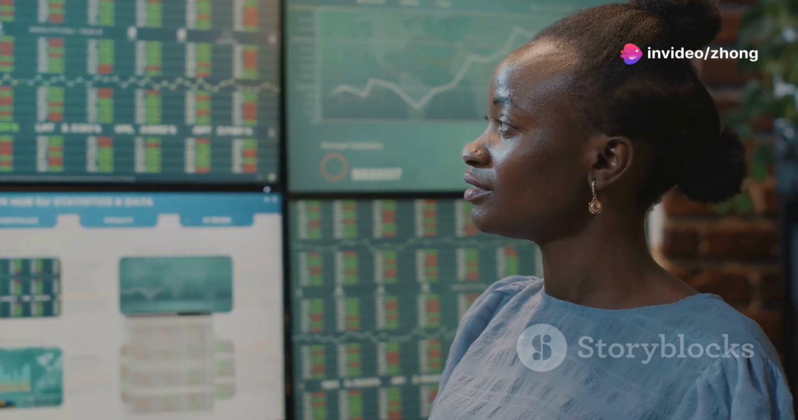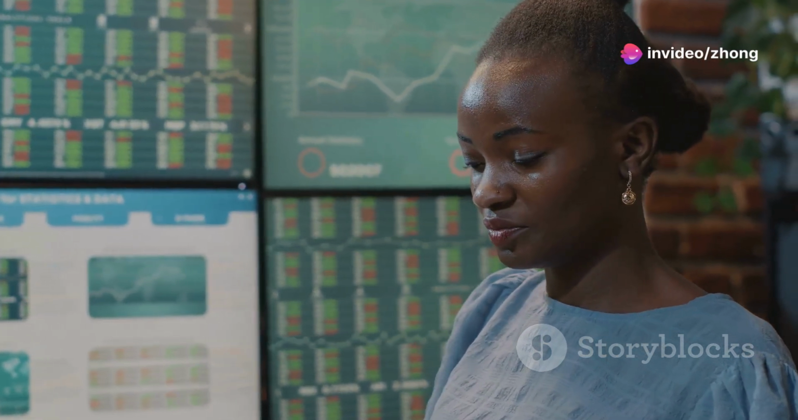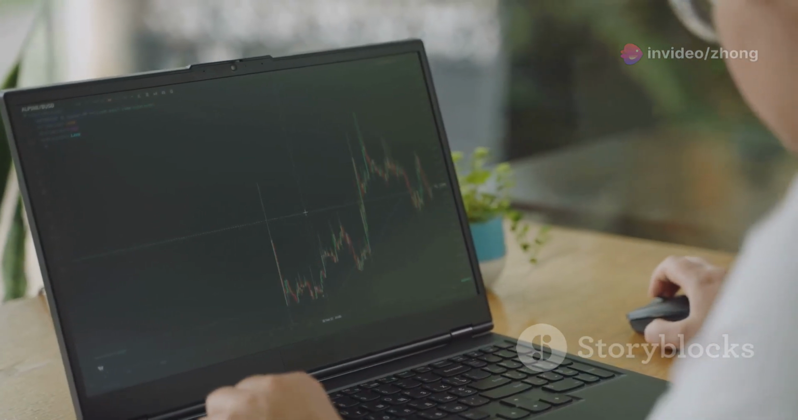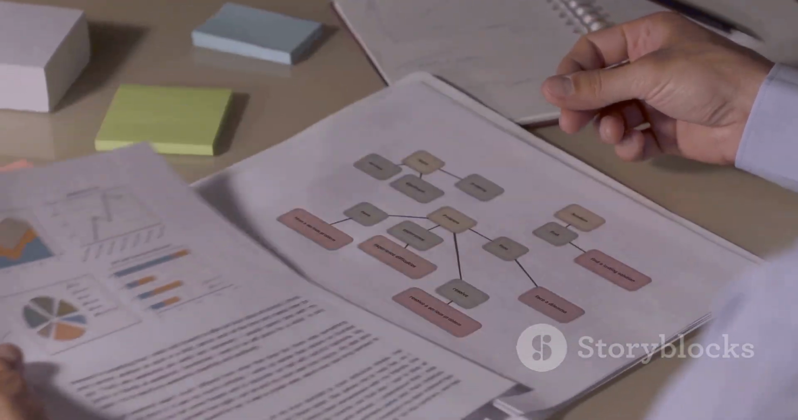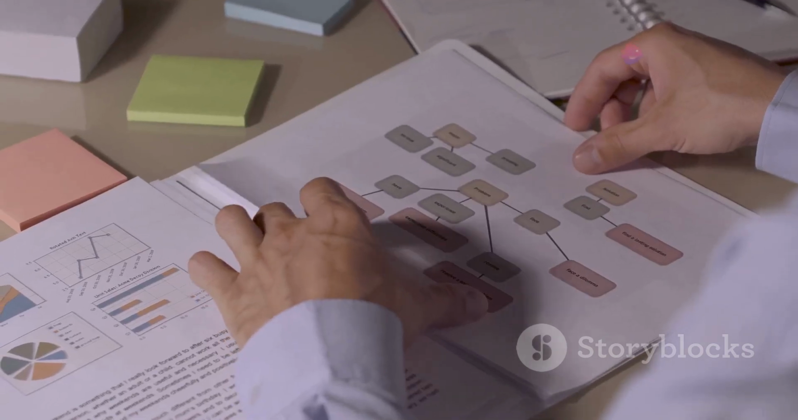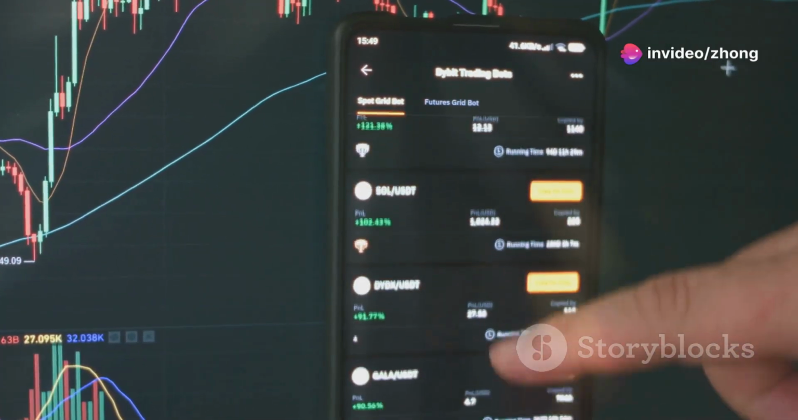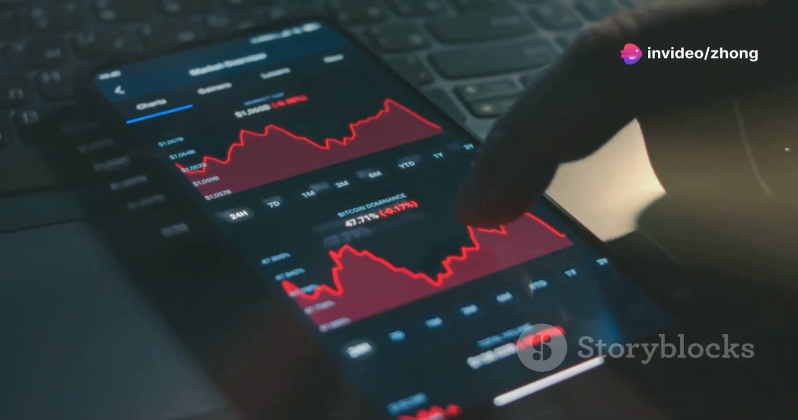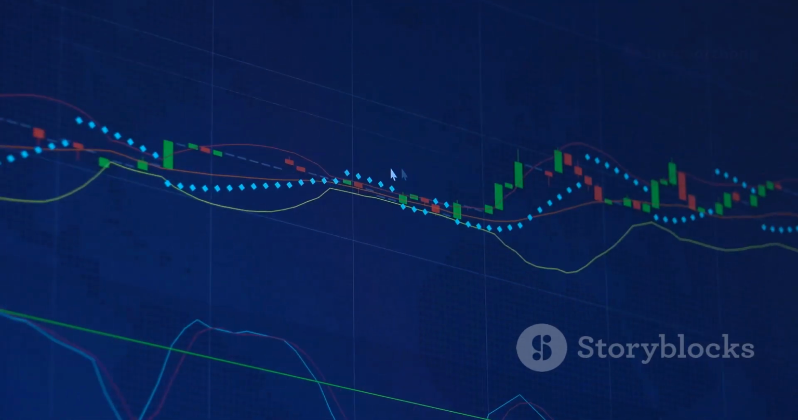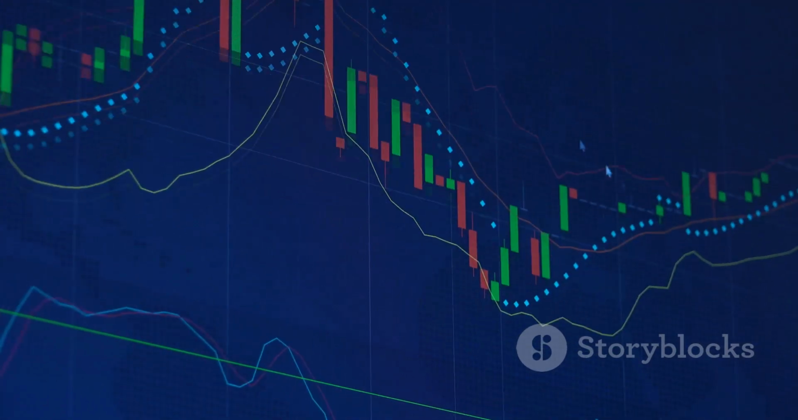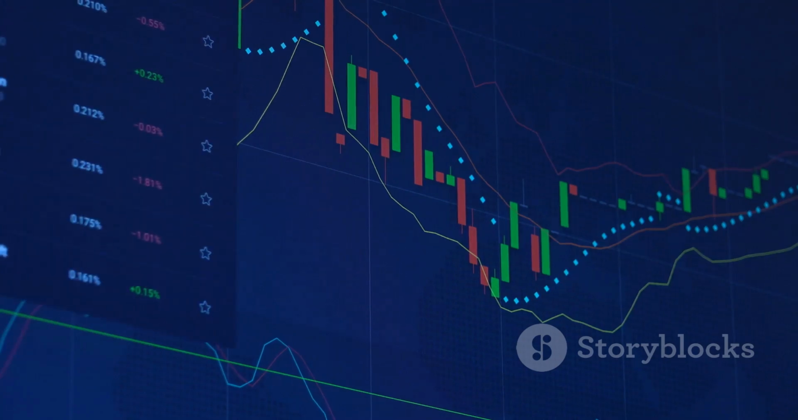Section 7, the PE ratio in action: real-world investment scenarios. Let's bring the PE ratio to life with a couple of real-world scenarios. Scenario 1, you're considering investing in two companies in the same industry. Company A has a PE ratio of 15, while Company B has a PE ratio of 25. This suggests that investors are willing to pay a higher premium for Company B's earnings, indicating higher growth expectations.